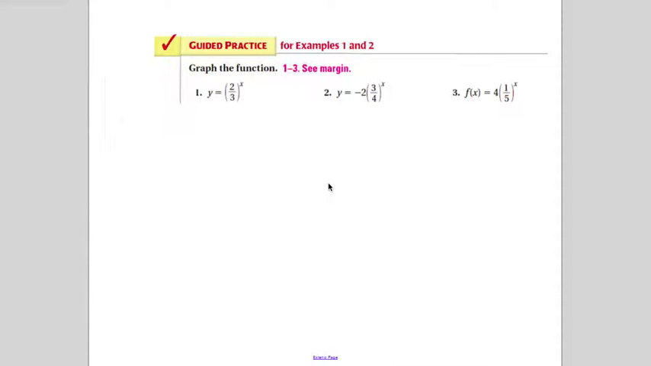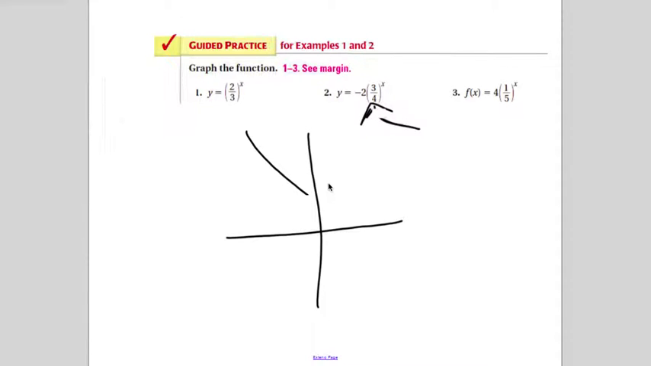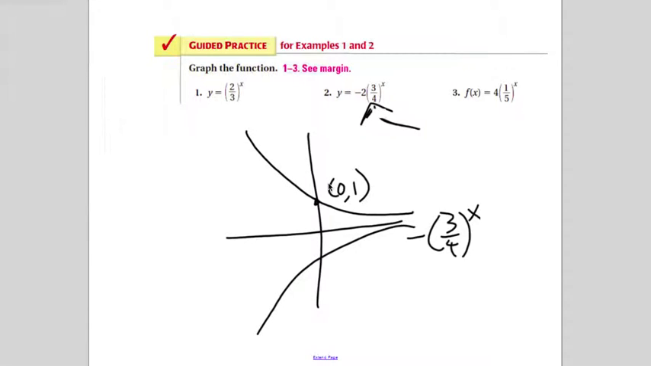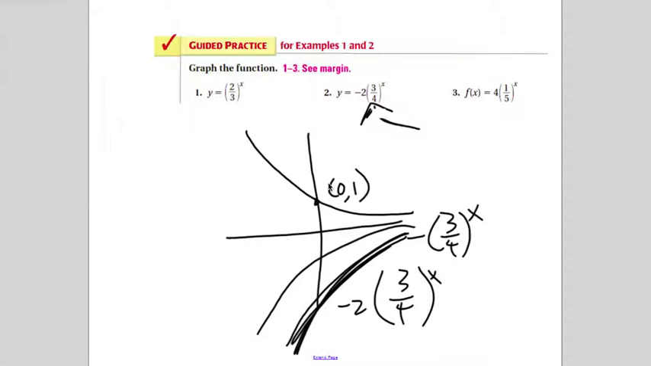So here's the solution for number 2. Again, because b is less than 1, I have an exponential decay function with a y-intercept at 0, 1, a horizontal flip because of the negative, and then multiply by 2 to give the vertical stretch. And here is our final graph.